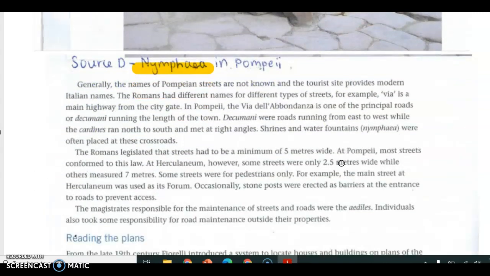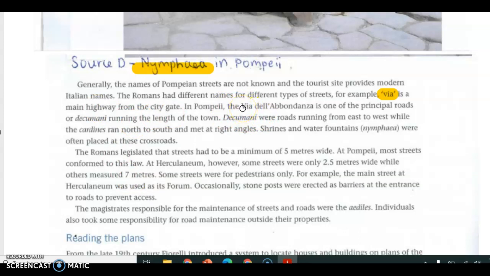All right, one of the other things that you might like to put in your notes is that the streets are all now modern Italian names. Romans probably had different names for them. But the main thing that we need to know is that via stands for a main highway or a main road. So I want you to remember this one. You should put this in your notes.